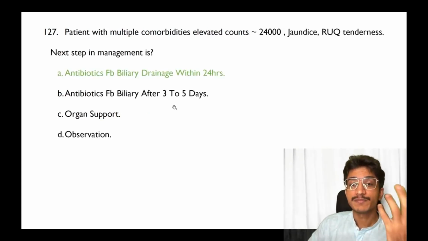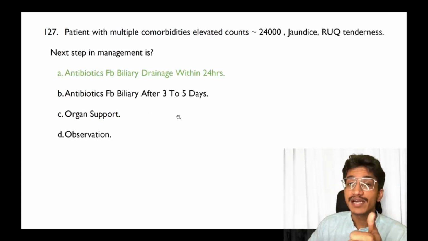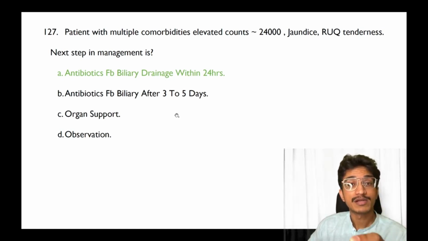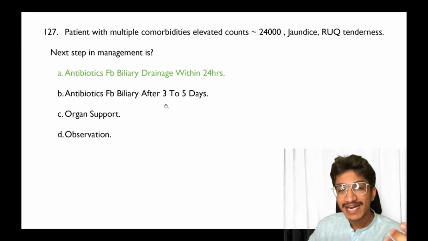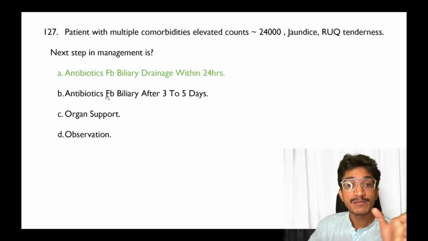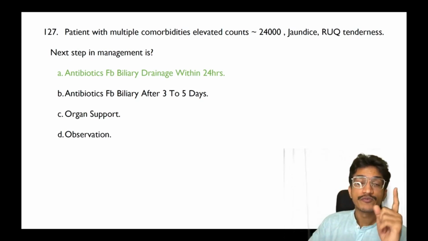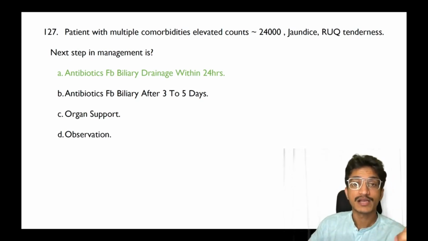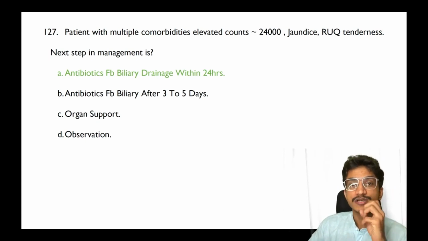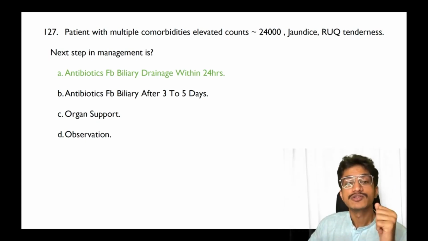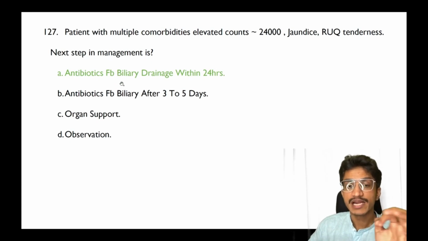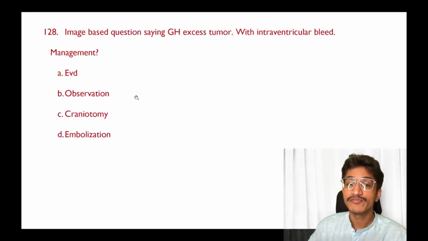Moving on to the next: a patient with multiple comorbidities, elevated total leukocyte count with jaundice and upper quadrant tenderness. So that is pain, jaundice and raised TLC, so sepsis, and you can suspect fever. That is most likely cholangitis. The next step should be antibiotics. You give antibiotics first and then do a biliary drainage within the next 24 hours. You do not wait for 3 to 5 days. You should always go for biliary drainage as soon as possible with antibiotic coverage, so that any obstruction or cholestasis will resolve. According to me, the answer should be antibiotics followed by biliary drainage within 24 hours.